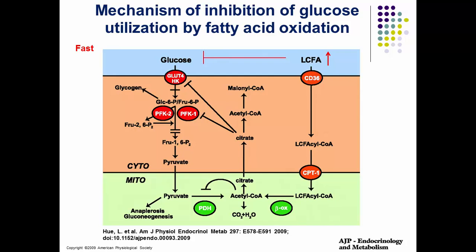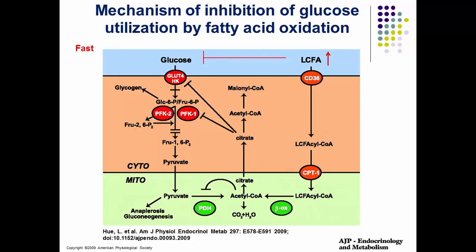This slide just shows us the fasting condition, and the inhibition of glucose utilization by fatty acid oxidation. So in the fasting condition, we utilize lots of fatty acids, right? And we try to inhibit glucose utilization. So how does this happen?